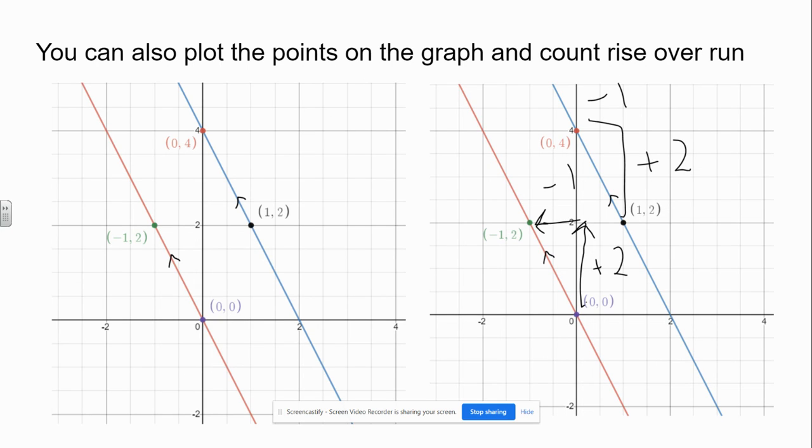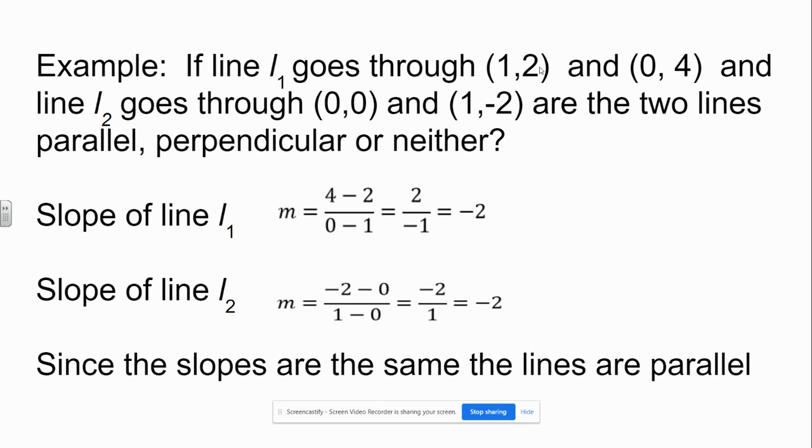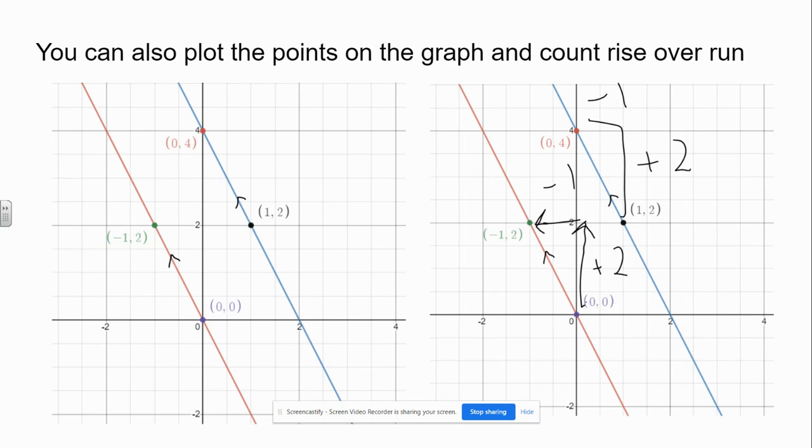Now if you want to do that problem a different way, we can plot these points, (1, 2), (0, 4), (0, 0), (1, -2), and then we can just count the boxes, the rise over run. If they're the same, then they're parallel. If they're negative reciprocals of each other, they are perpendicular.